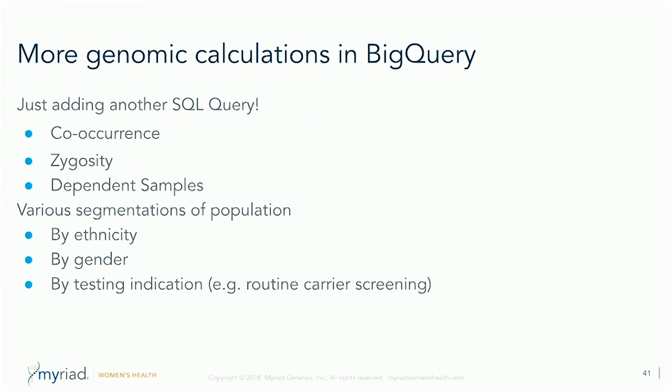So how do we actually add more genomic calculations in BigQuery? It's as simple as writing another SQL query. We have done this for co-occurrence, zygosity, and dependent samples. Furthermore, putting it in BigQuery allows us to do a lot of ad hoc filtering and segmentation. We can filter and segment on ethnicity and gender, testing indication, et cetera. So this really gives us the scalability that we were looking for and the flexibility in terms of ad hoc filtering.